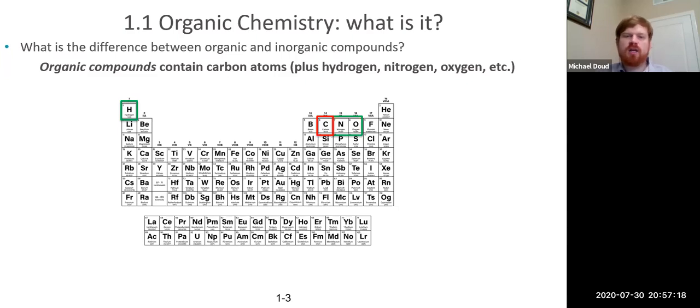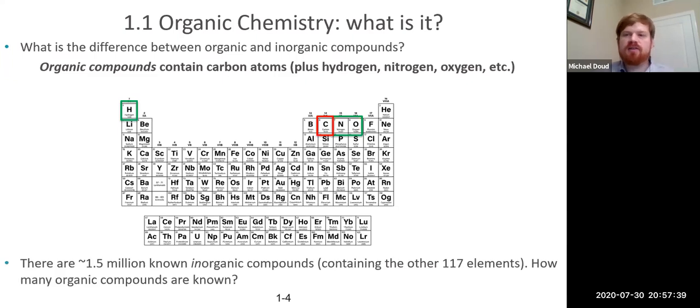Now, that's not to say that we're going to ignore entirely the rest of the periodic table. We'll be using phosphorus, sulfur, fluorine, chlorine, all the halogens show up eventually in the semester. But for now, just laying out our definitions, the compounds we're going to study contain carbon, and that's the main thing.